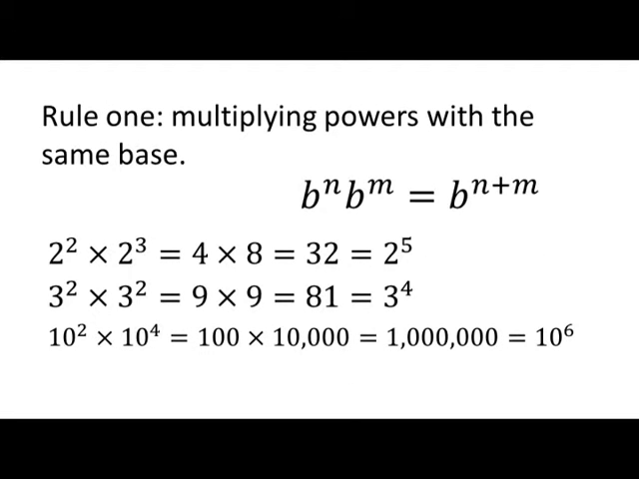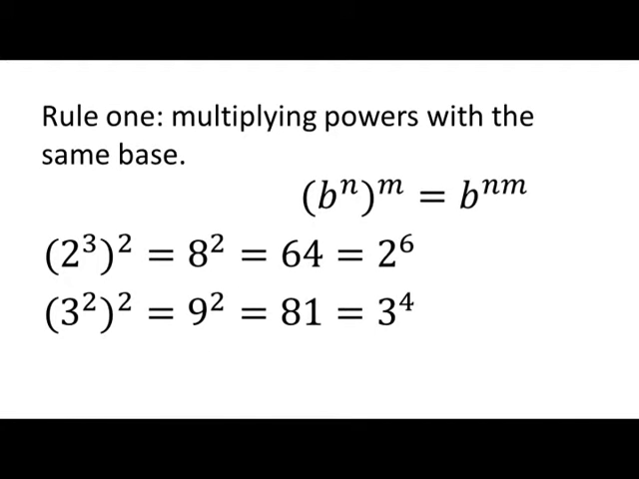Now let's talk about the two rules. For starters, if you multiply two powers together that have the same base, and that part about having the same base is very important, all you have to do is add the exponents. So for example, 2 squared times 2 to the third equals 2 to the fifth. 3 to the second times 3 to the second equals 3 to the fourth. 10 to the second times 10 to the fourth equals 10 to the sixth.